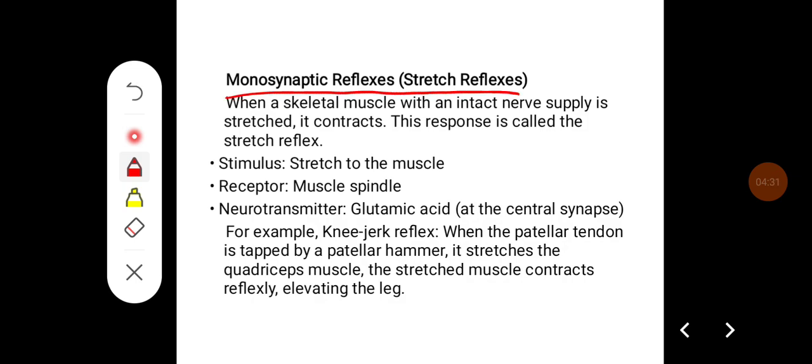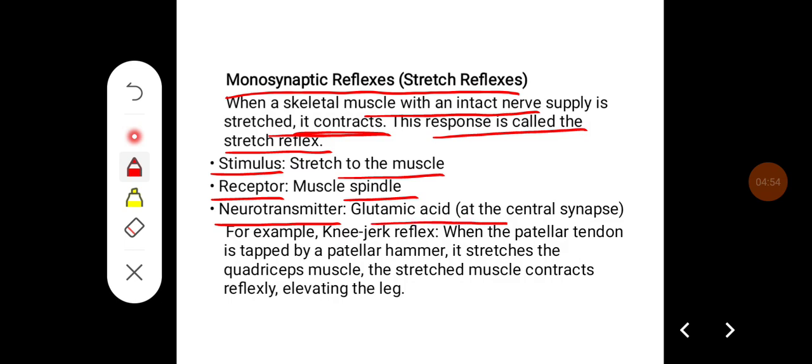Coming to monosynaptic reflexes, which are called stretch reflexes or myotatic reflexes: when a skeletal muscle with an intact nerve supply is stretched, it contracts, which is called the stretch reflex. Here, the stimulus is stretch of the muscle, the receptor is the muscle spindle, and the neurotransmitter involved is glutamic acid at the central synapse. An example of a monosynaptic reflex is the knee jerk. When the patellar tendon is tapped by a patellar hammer, it stretches the quadriceps, and the stretched muscle contracts reflexly, elevating the leg.